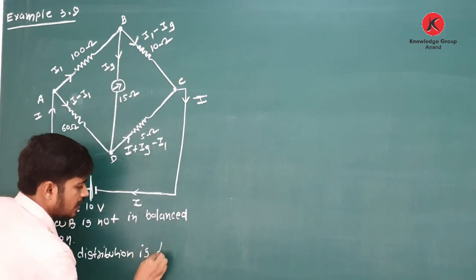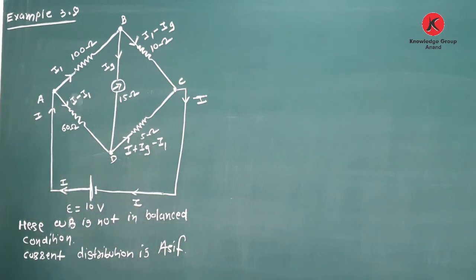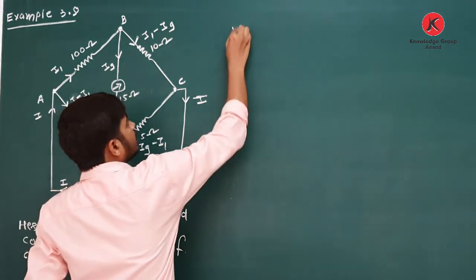Current distribution is as shown in figure. Now again, you have to find Ig. But you have three variables: total current I, I1 and Ig. Means you have to take three loops. So now we will start how to take loop.